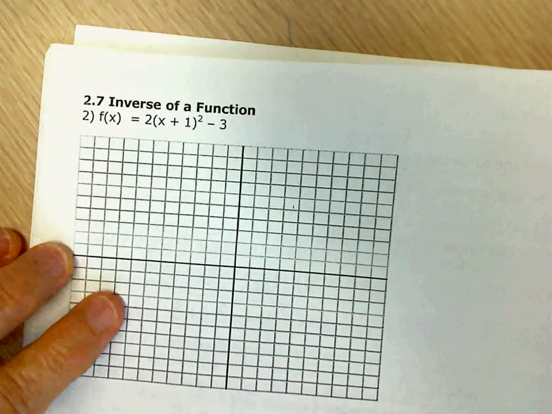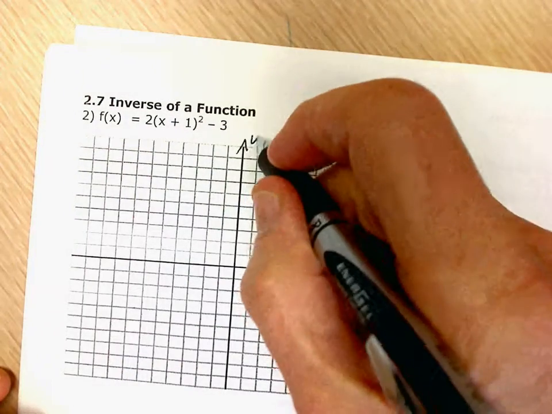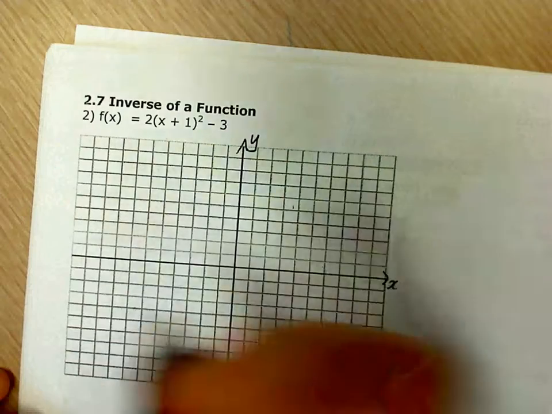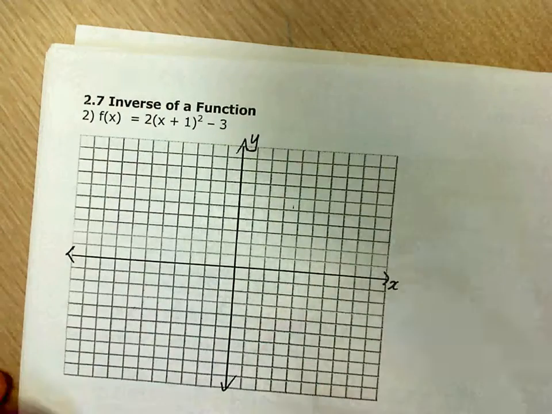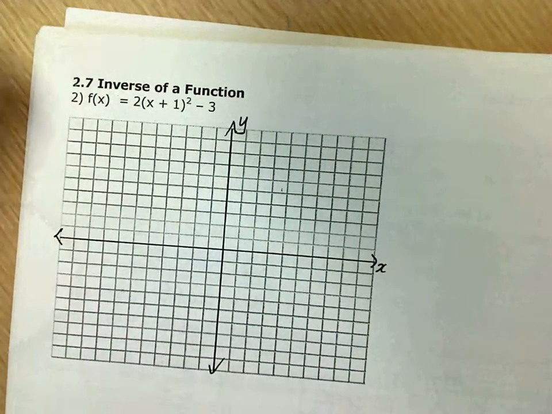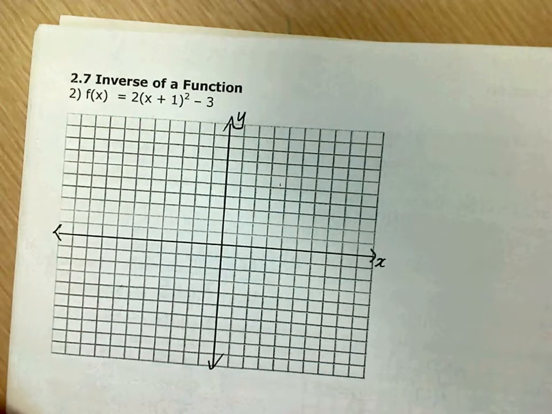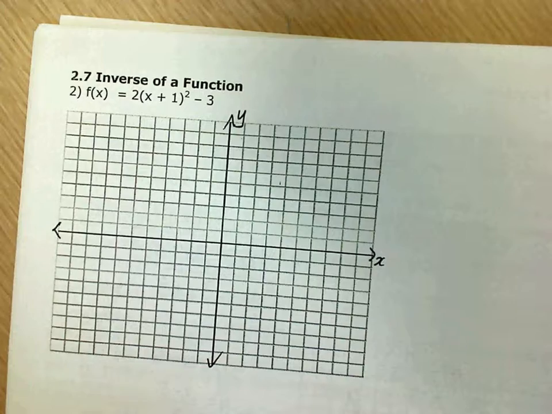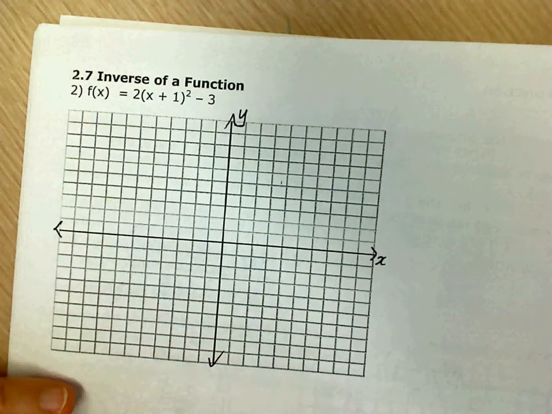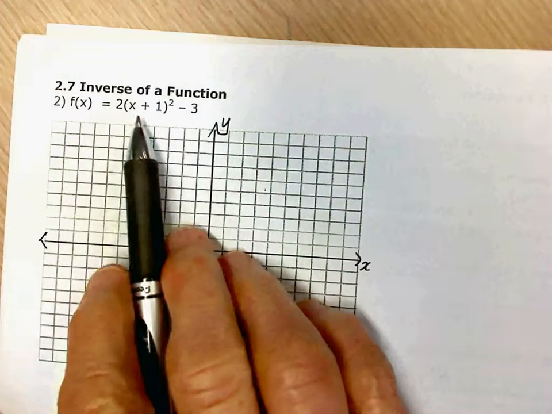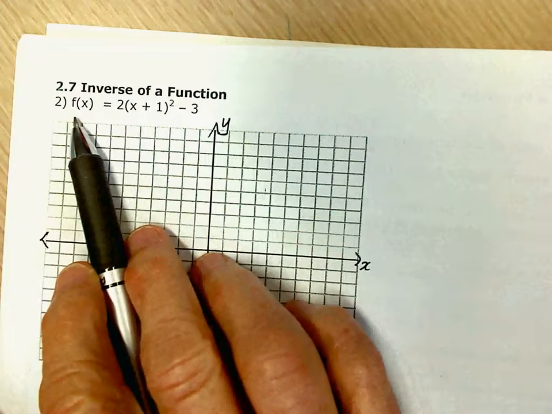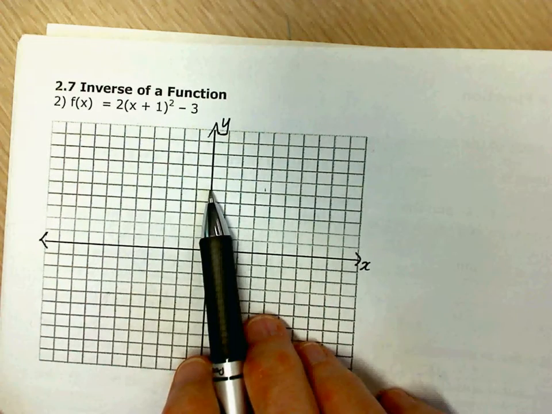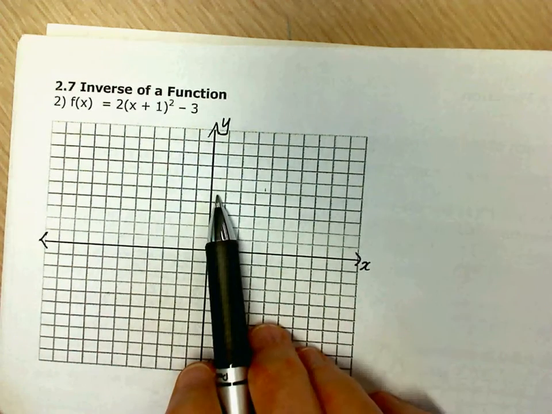Important, okay? So here's our y-axis, x-axis. We're just continuing our lesson from yesterday, and I'll do all four so you have examples with different types of situations. The first thing we're going to do is graph f of x. Let's do it by graphing first, then we'll do it algebraically.